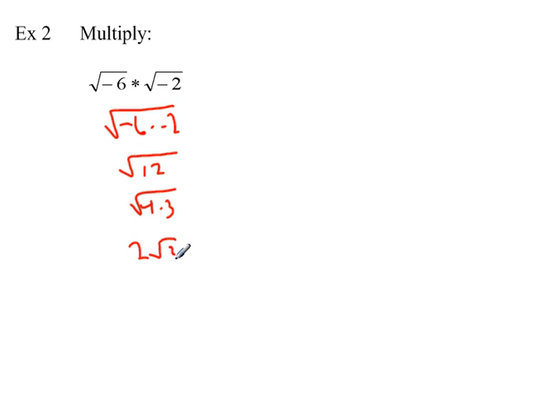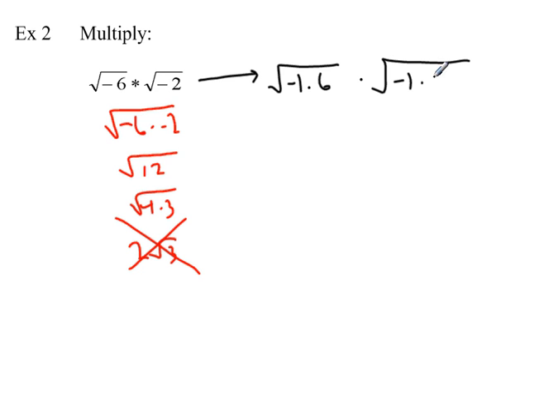And write this as 2 times the square root of 3. This is actually the wrong answer. Here's how we should have done this. We should try to simplify these square roots first, okay? Square root of -6 is like -1 times 6. Square root of -2 is -1 times 2.